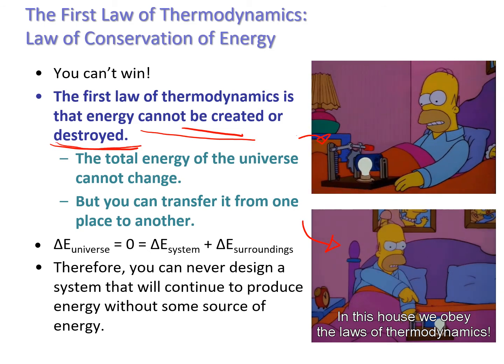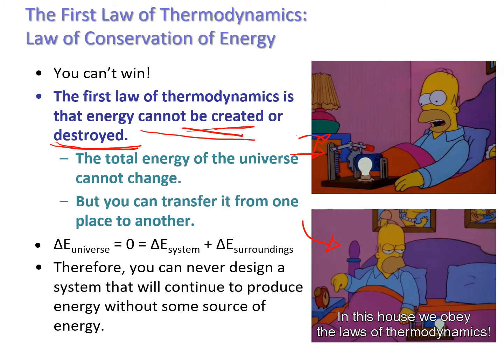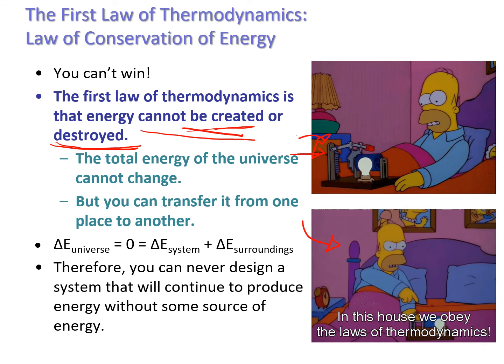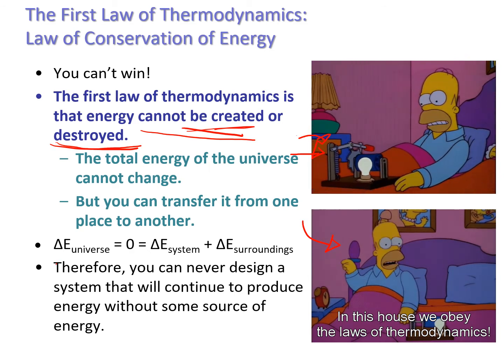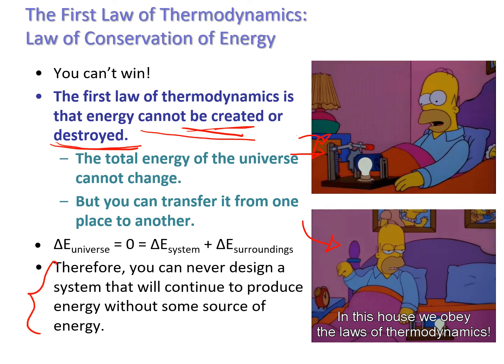So anytime you have some sort of machine like this that has an energy output, you have to have something inputting the energy. You can't create that energy out of nowhere. So that's why he says that, and that's why it applies to this. Therefore, we can't design a system that will produce energy without inputting it from somewhere.